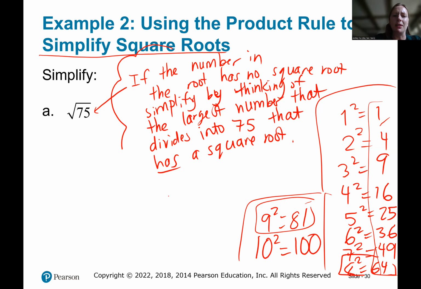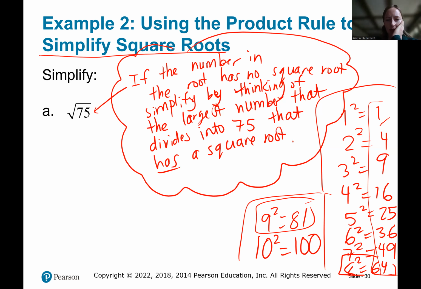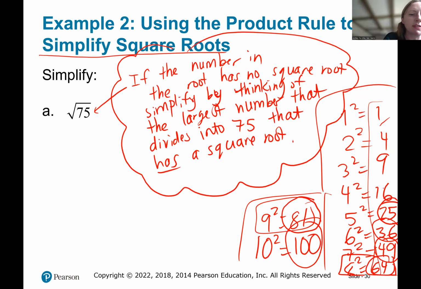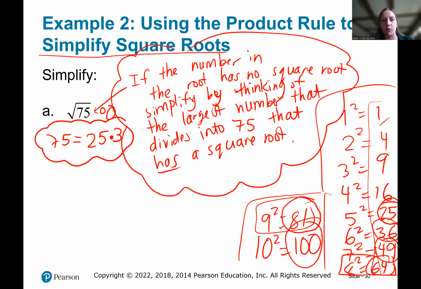So I look at 75 and say, okay, what divides into 75? Let's see. 81 has a square root. Obviously, I built it to have a square root. It's 9 squared. That doesn't divide into 75. Neither does 100. They're too big. Can 64 go into 75? No. 49? No. 36 doesn't divide into 75. 25 does. So in my thinking, 75 is 25 times 3. So I think 25 is the biggest number that divides into 75 that has a square root.